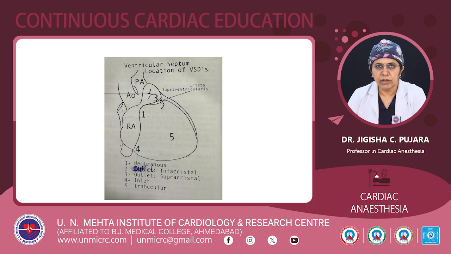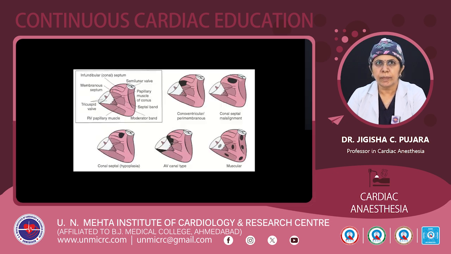Here you can see various types of VSD. Number one is membranous VSD, two is outlet VSD, infracrystal. There is the crista portion above the two, and above that is the supracrystal. You can see in this image the aorta and the pulmonary artery. Here you can also see the inlet VSD at the 4 position, and the trabecular VSD, the large portion, is 5, a trabecular VSD.